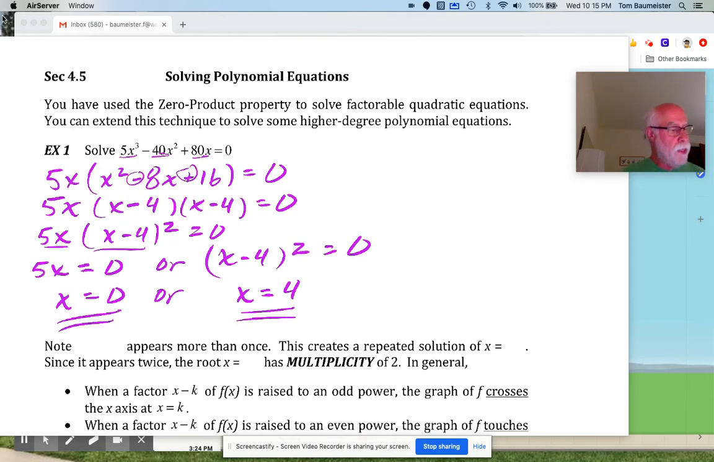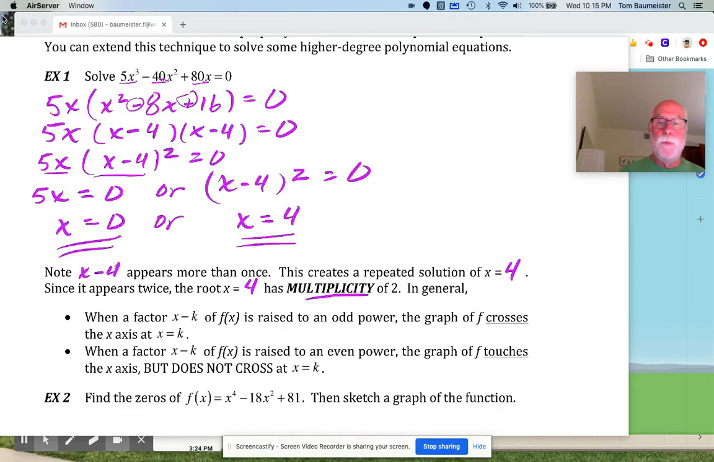Now what we should notice here is that x minus 4 appears more than once. This creates a repeated solution of x is equal to 4. Since it appears twice, the root x equals 4 has a multiplicity of 2. If we saw x minus 4 three times, it would have a multiplicity of 3, and so on.